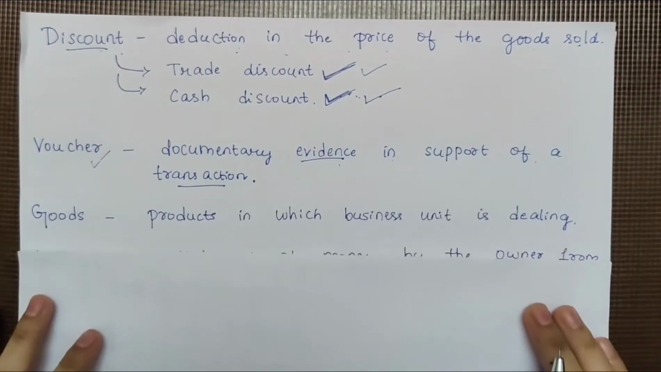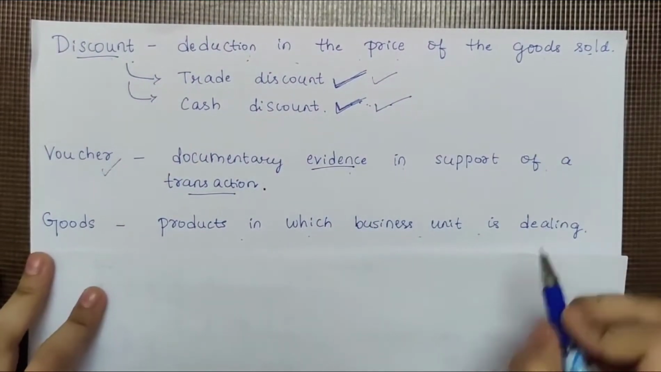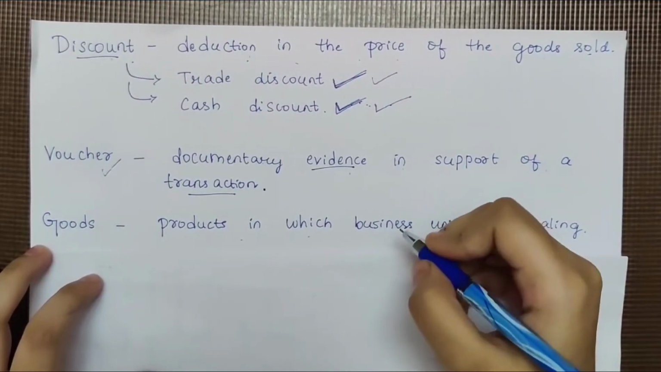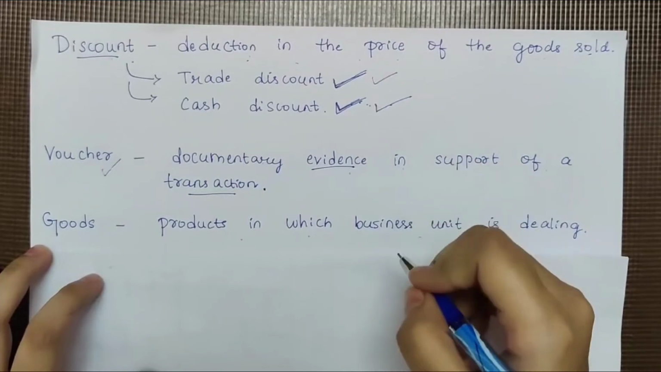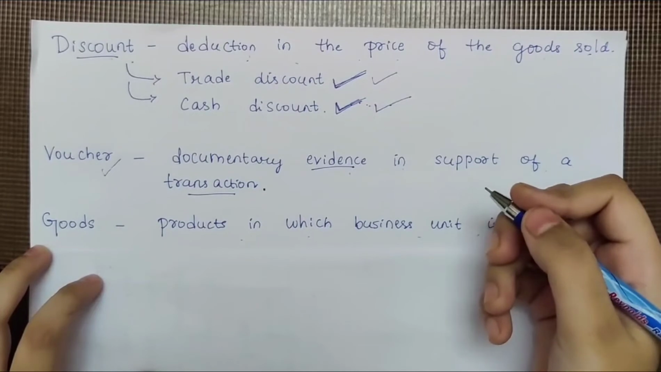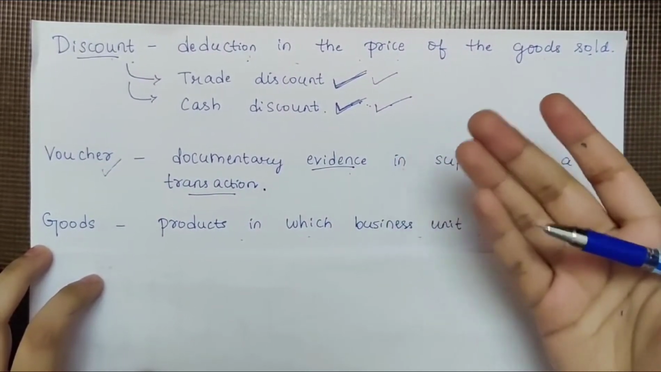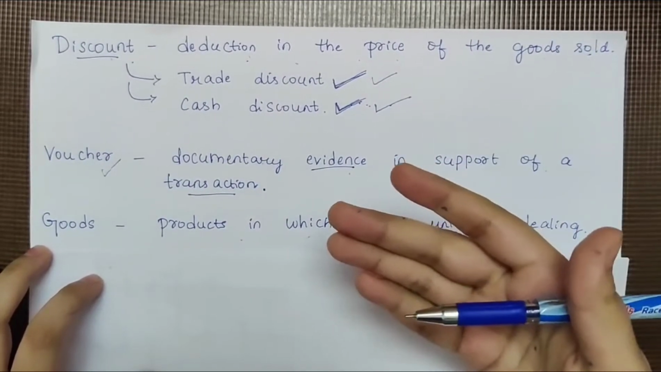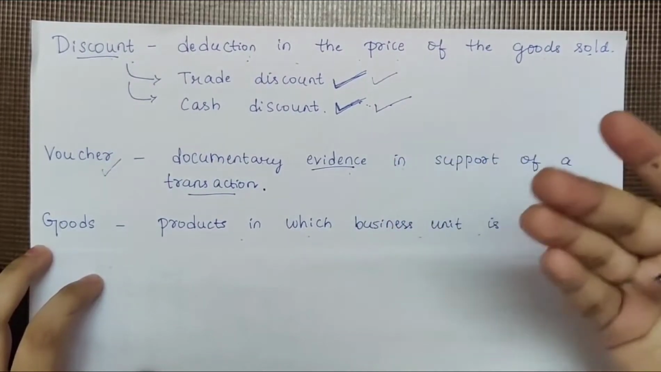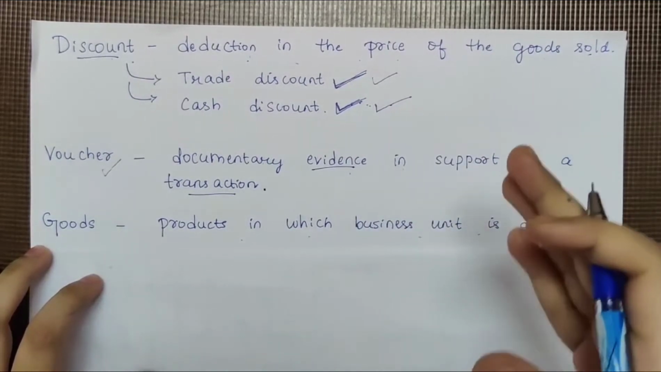So the next is goods. Goods are the products in which a business unit is dealing. The items purchased for use in the business are not called goods. For example, if a furniture dealer purchases chairs and tables, they are termed goods because he is in that business. For him, these are the goods. While for someone dealing in some other business, furniture, chairs and tables are treated as an asset. So that completely depends on what business you are involved in.